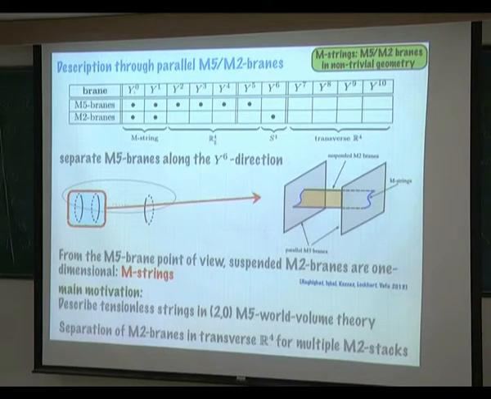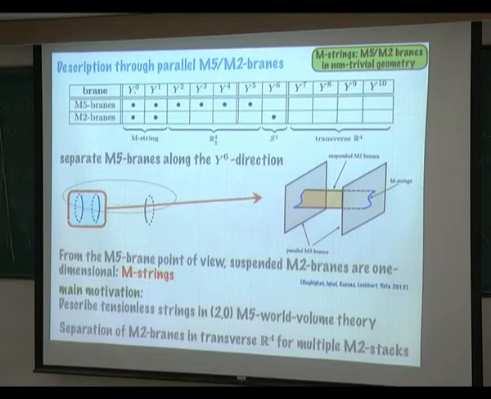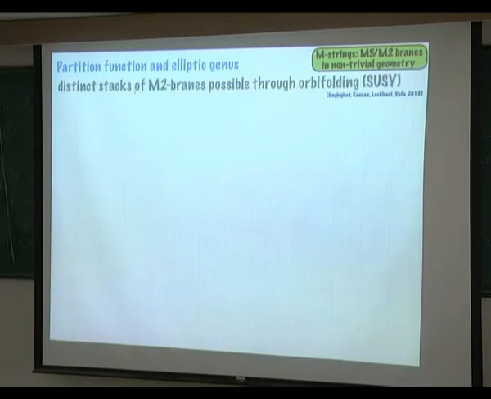In a follow-up paper, they argue that if you want to separate the M2 branes also in the transverse space, this can also be done. However, you have to use some kind of orbifold techniques for that. So that's what they were arguing: if you want to have distinct stacks of M2 branes, then you can do this through orbifolding the original theory. This was a follow-up paper written by them.